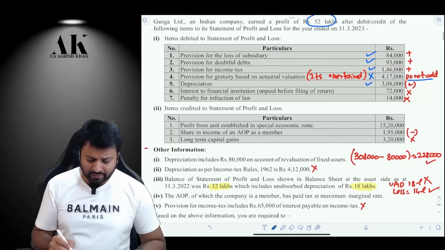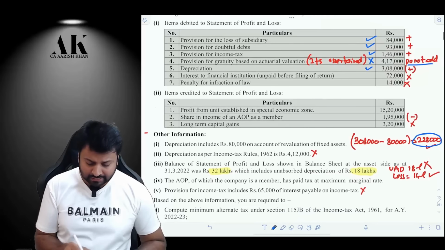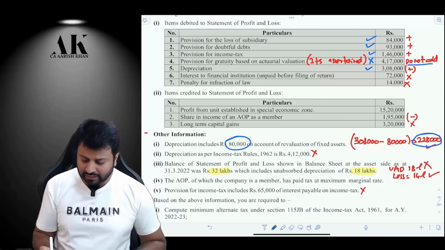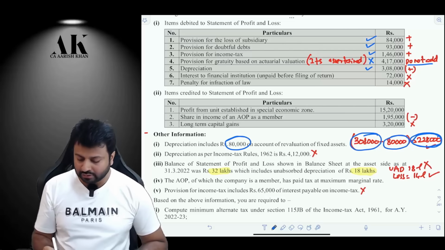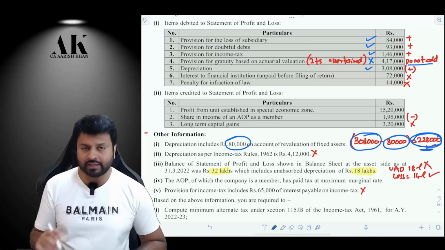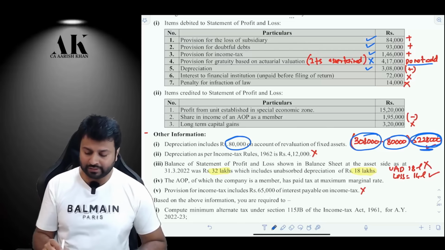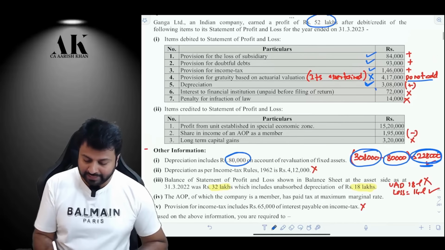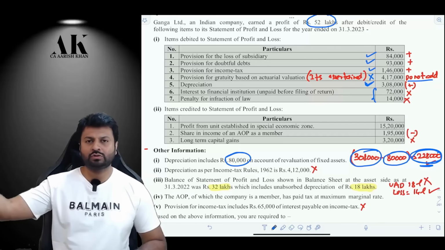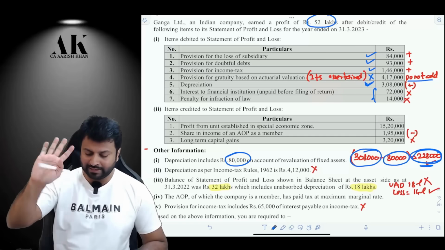Depreciation you have to add back, and then you have to reduce the depreciation other than revaluation. Now your revaluation depreciation is 80,000. Therefore, your depreciation other than revaluation is 2,28,000. So out of 3,08,000, 80,000 is depreciation because of revaluation. You cannot reduce that. So for depreciation, add back 3,08,000 and then reduce 2,28,000. Okay, very simple. The next two items are not added back in MAT. Those two items are added back in the normal provisions, not in MAT.